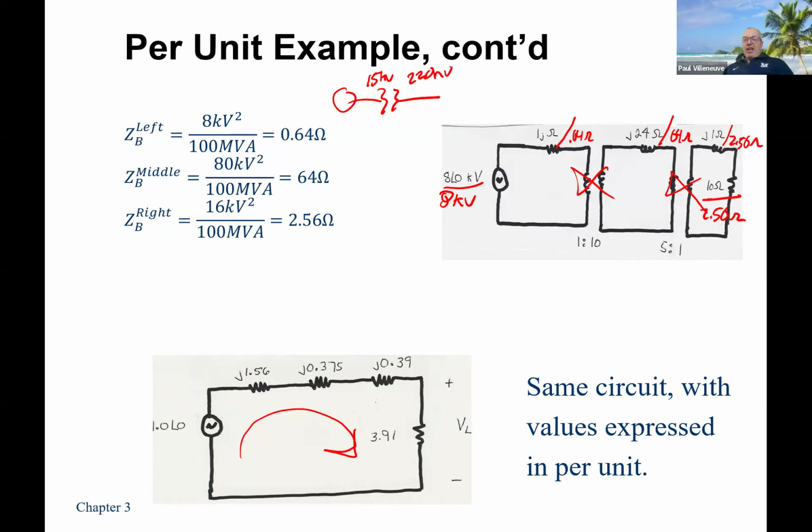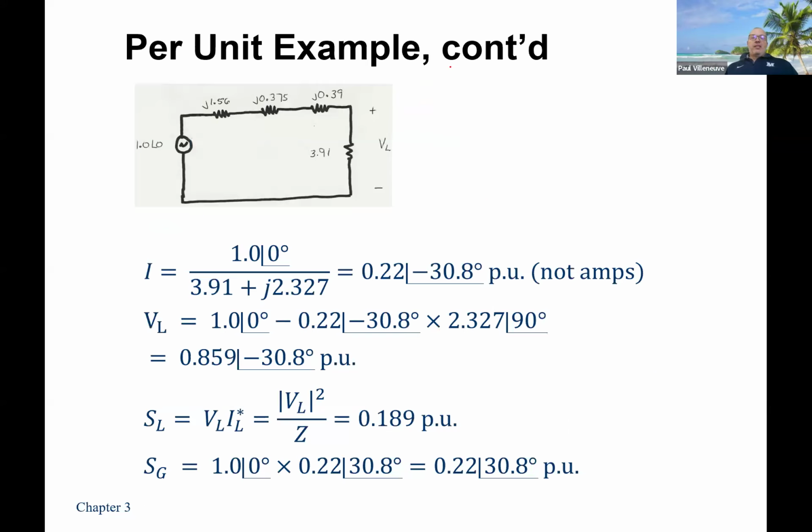Okay, so now we have the circuit. Let's just do circuit analysis. Everybody's pretty good at KVL and can write a loop equation to solve for the current flowing through the circuit. So 1 at an angle of 0 divided by the sum of the impedances gives me 0.22 at an angle of minus 30.8 per unit, not amps, right? It's per unit.